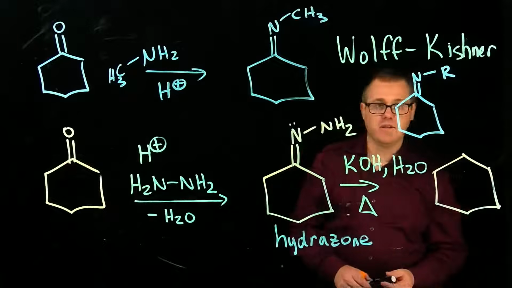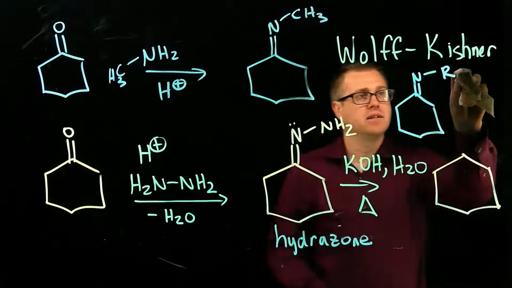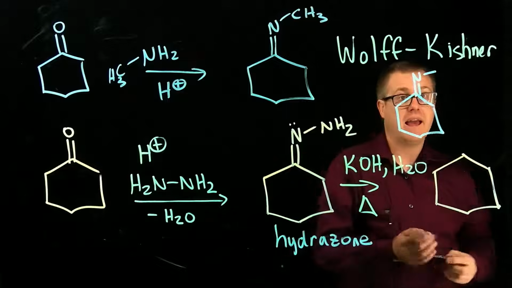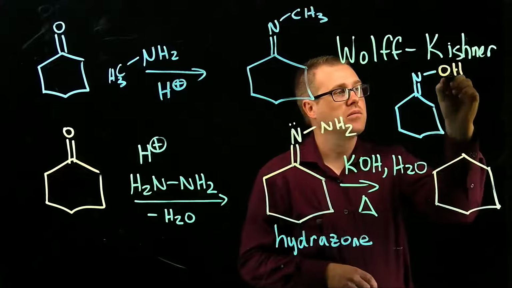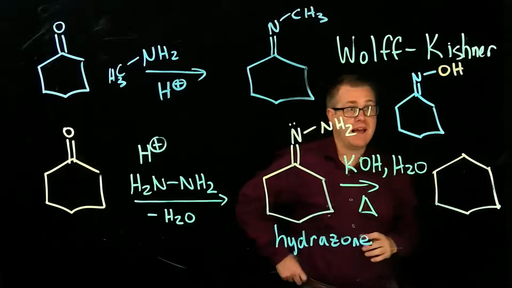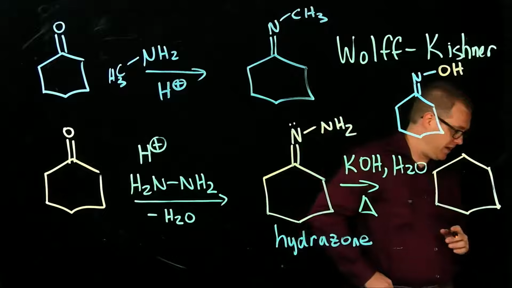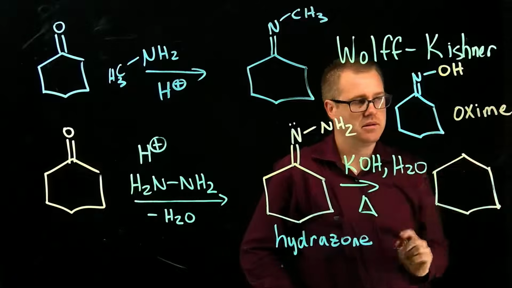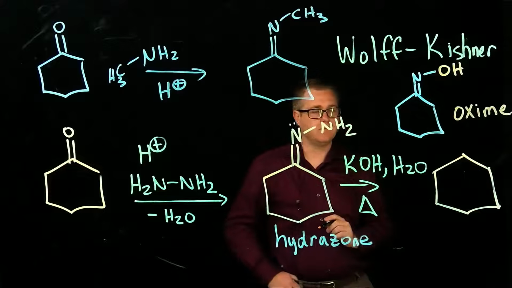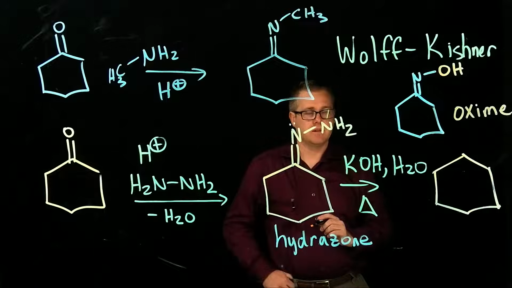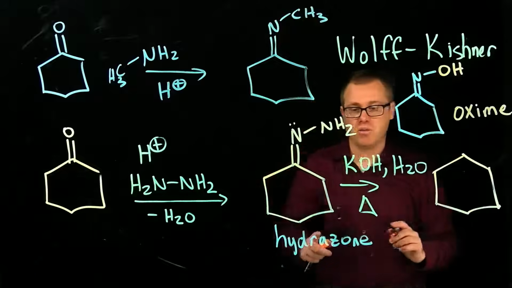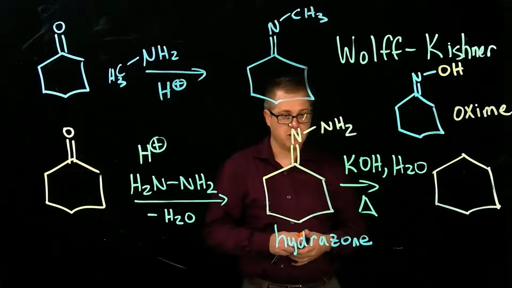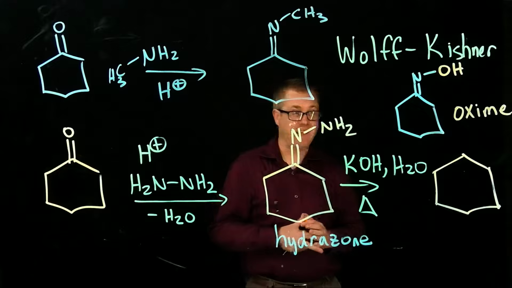Now, what if you had a species where that R group is an OH, like that? What if you had something like that? That also has a different name, and that is called an oxime. So I just wanted to make sure that you're aware of those two different names. So if you see those, you know what we're talking about, okay?